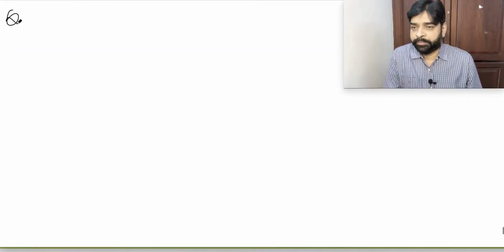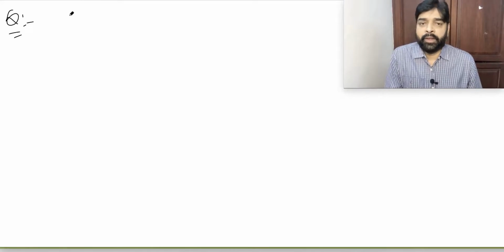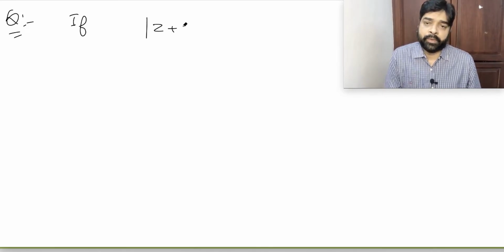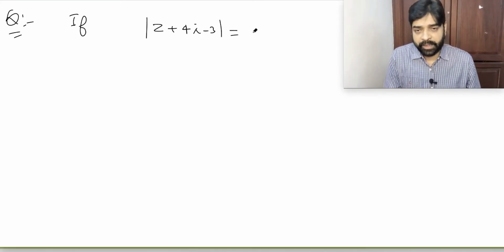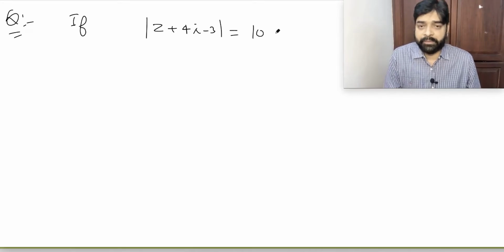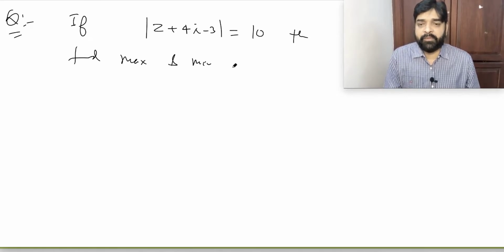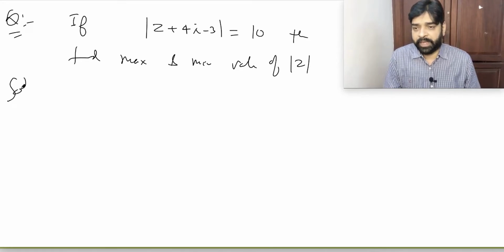One more question. Write it. If mod of z plus 4i minus 3 is equal to 10, then find the maximum and minimum value of mod z. Quickly, same type of question.